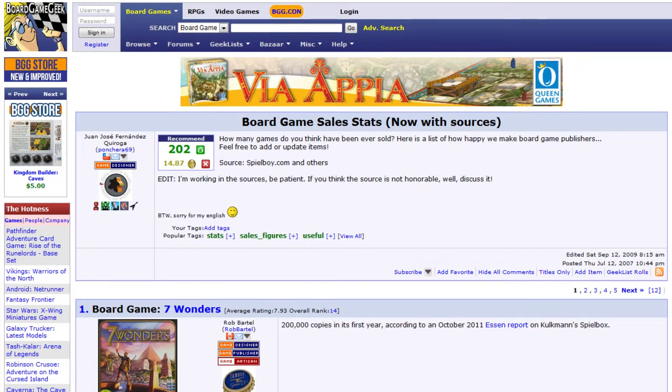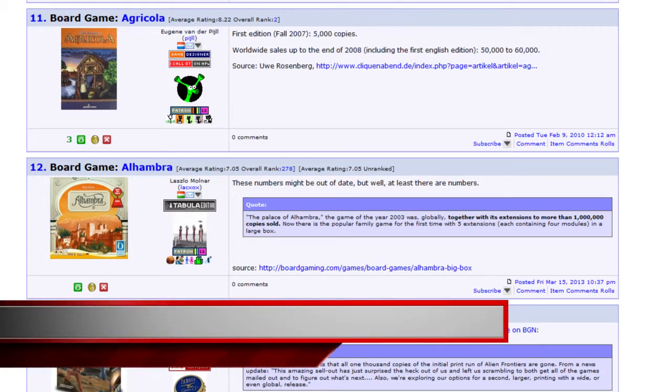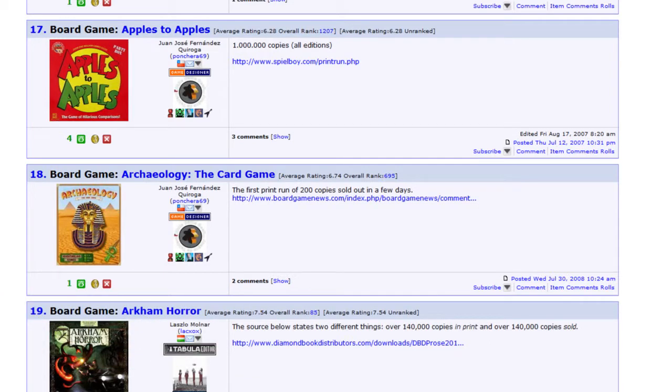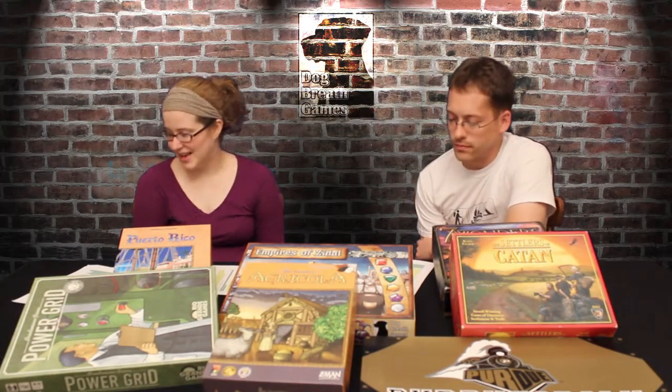Here's some of the most popular games and an idea of their sales. Power Grid sold 50,000 copies as of 2008. Puerto Rico, 250,000 copies as of 2011. Seven Wonders, 200,000 copies in the first year, and Agricola, 50 to 60,000 copies as of 2008. So that's a lot of games being sold. And some of those are kind of old, so I'm sure they've sold more since then. Yeah, exactly.